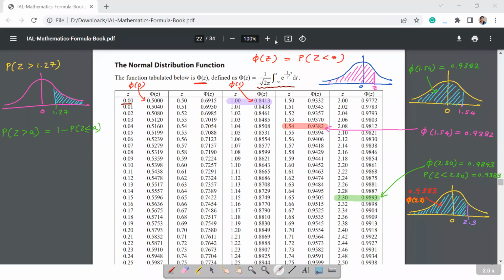So I want to find the probability Z is greater than 1.27, right? So this is equal to 1 minus the probability Z is less than or equal to 1.27. Do you get what's going on here? So in other words, 1 minus phi of 1.27. This is what we want. So 1 minus, guys, what is phi of 1.27? We can go to the table now. Let's go to the table.